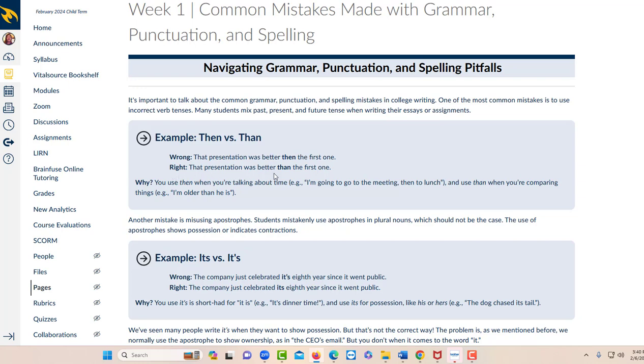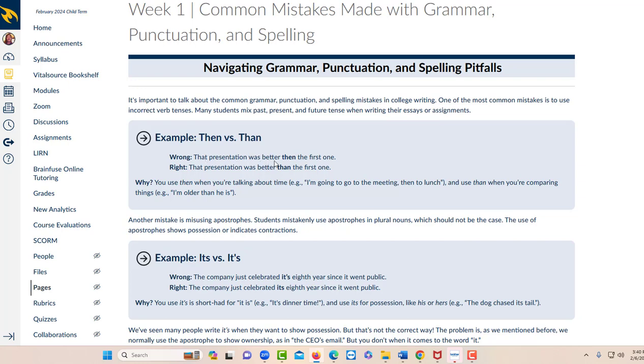That presentation was better than the first one. John is taller than Robert. So when we use than, we're comparing two things. And when we use then, we're talking about two events. In other words, one event happens after the other event. I brush my teeth, then I go to bed. So one event happens before the other event. And when you talk about the second event, that's when you use then.